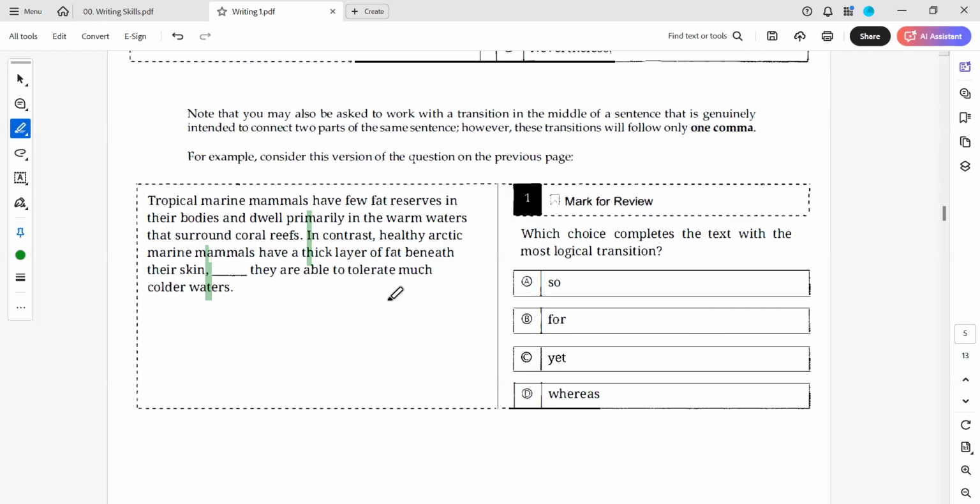Hurry up. So here they said healthy Arctic marine mammals have a thick layer of fat beneath their skin. In the following idea, they said they are able to tolerate much colder waters. Guys, what could be the relationship here between these two ideas? Is it continue? Is it contrast or cause and effect? What do you think?